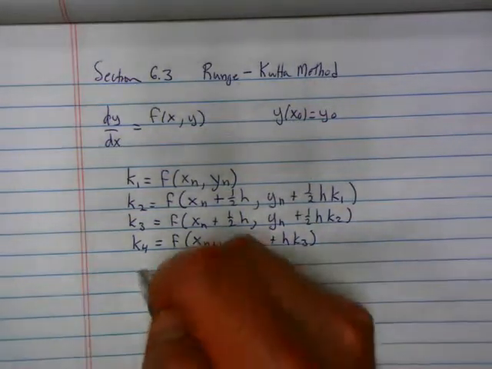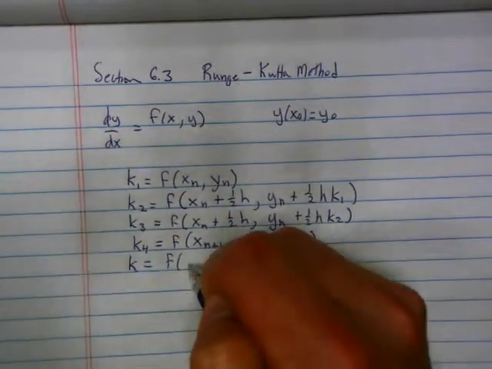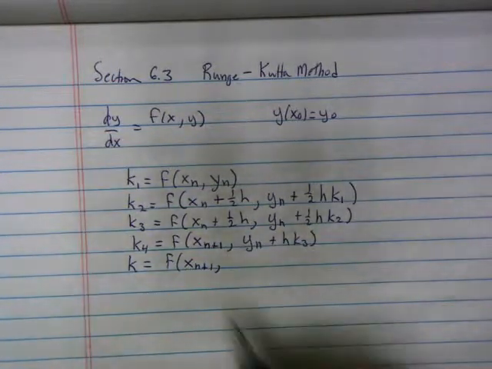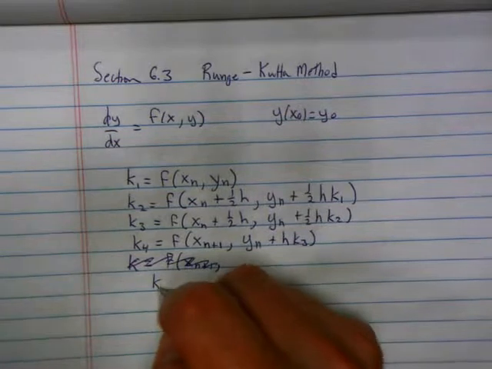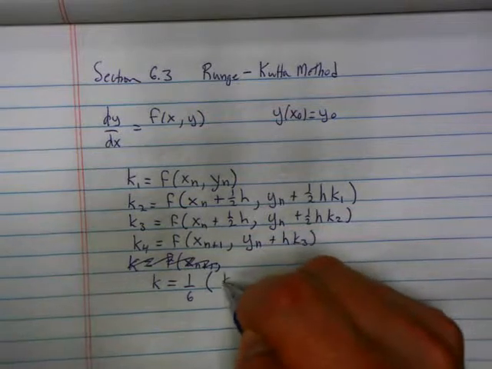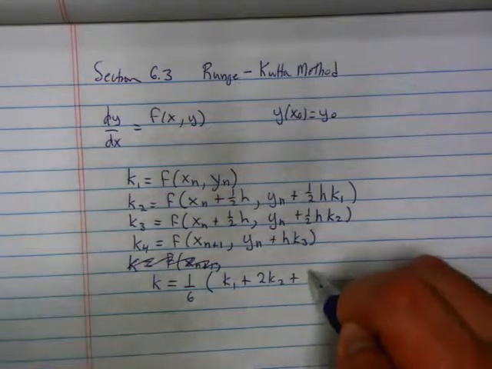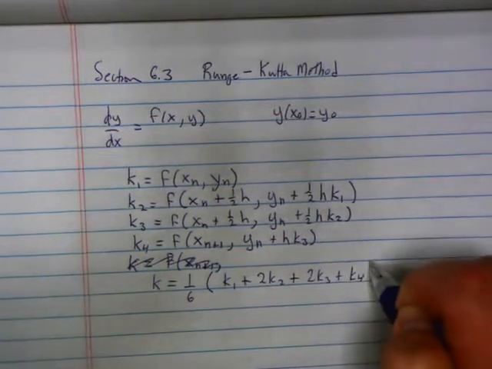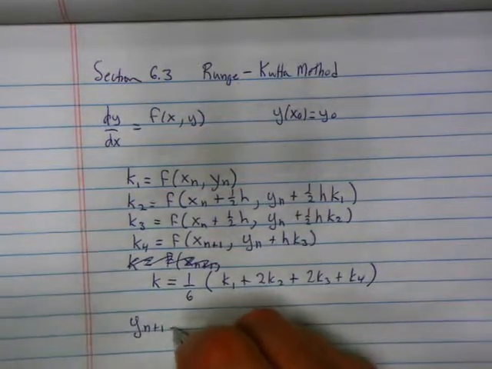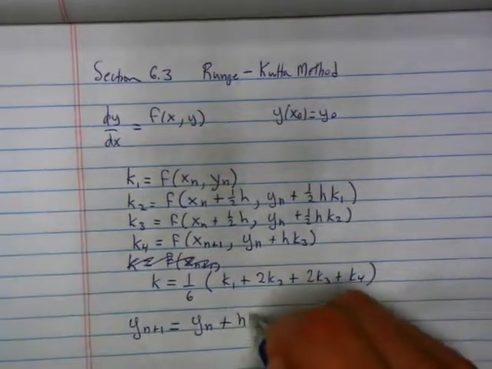Oh, we're not done yet. k4 is f at our next x value, the x value that we're trying to find. Oh no, I'm sorry, that was k4. k is 1/6 times k1 plus 2k2 plus 2k3 plus k4. And then finally, to find your next y value, your next y value is your current y value plus h times k.